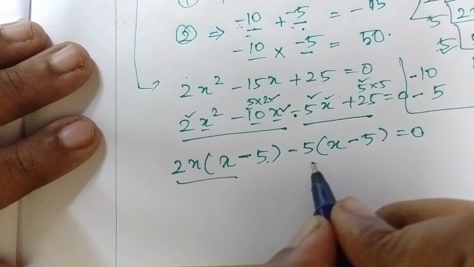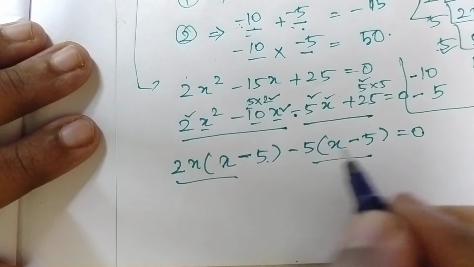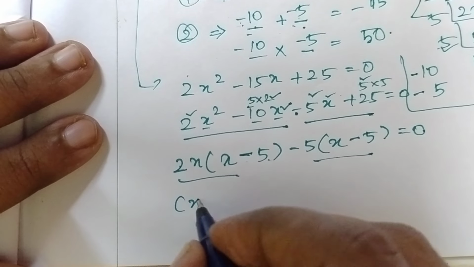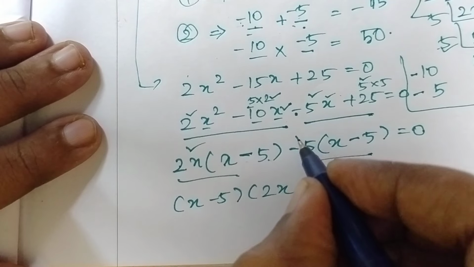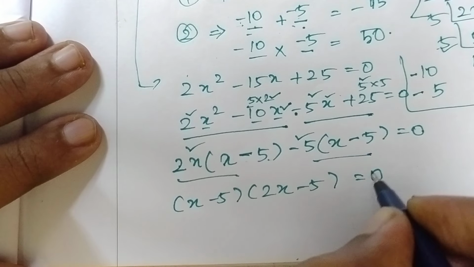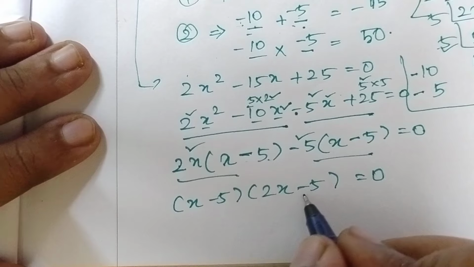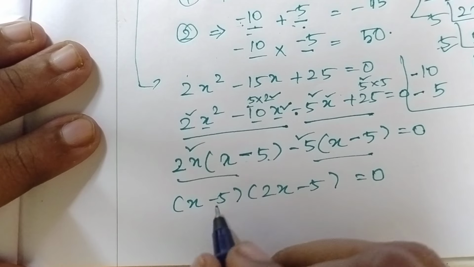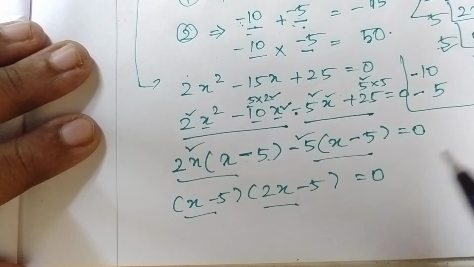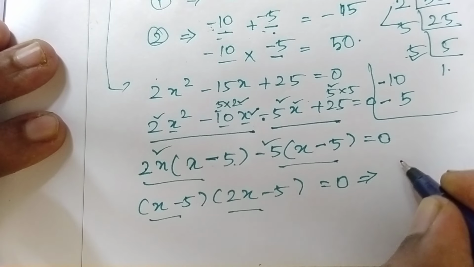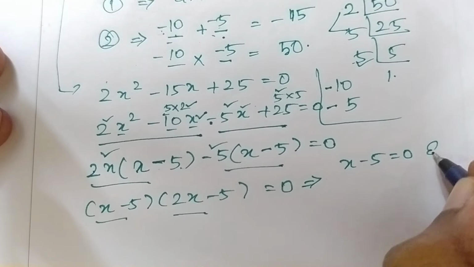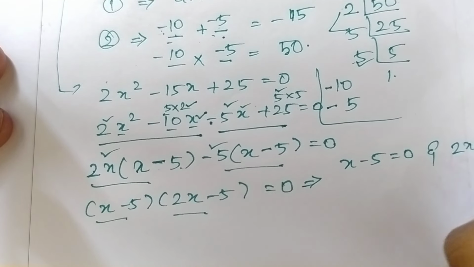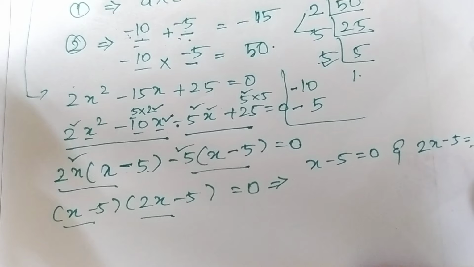So, if we see these 2 terms, what will be common? x minus 5 is common, so therefore I am going to take that out. So, remaining term is, here 2x is there, here minus 5 is there. So, now we found these two factors. Now, I am going to equate these two with 0. Therefore, this equation becomes x minus 5 is equal to 0 and 2x minus 5 is equal to 0.